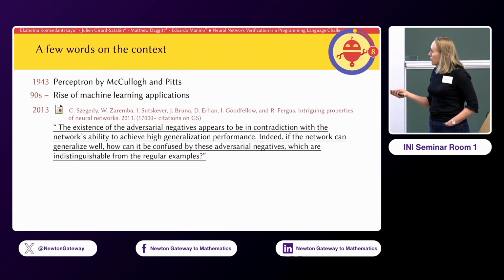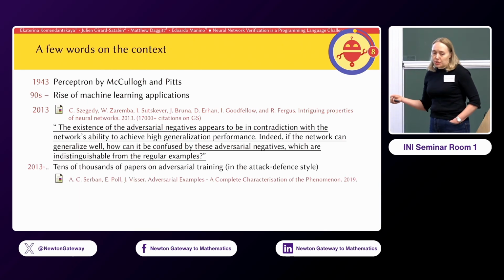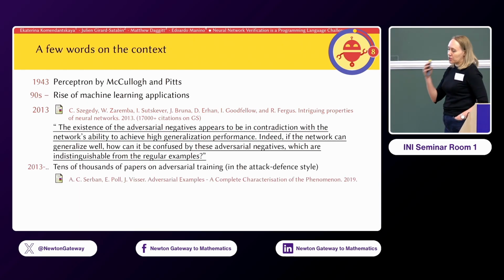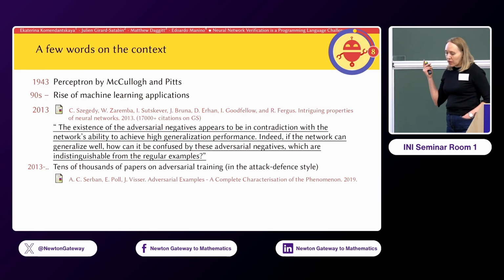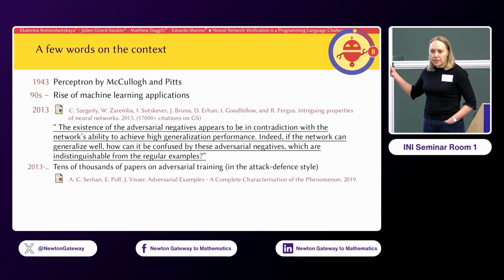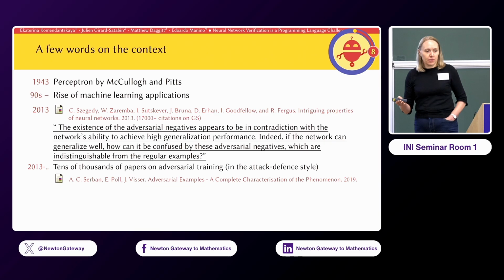And then, of course, in the machine learning community, that gave rise to tens of thousands of papers of people trying to train neural networks that are more robust, all of this in kind of an attack-defense style. When I saw this for the first time, I thought, why are they even surprised, right? We knew that neural networks can be inaccurate. What's so surprising about this?